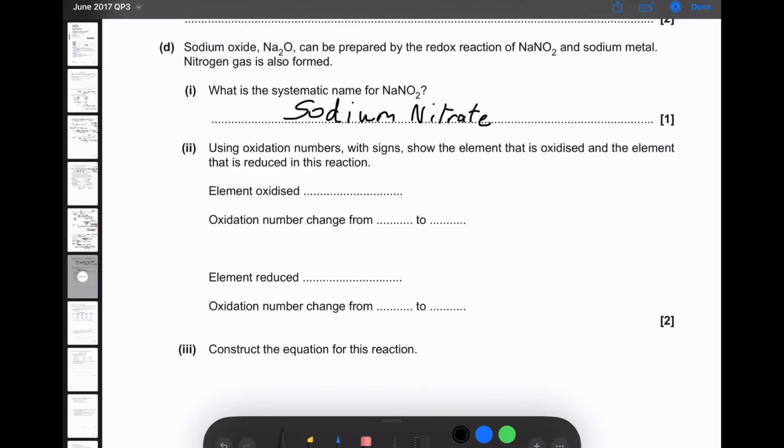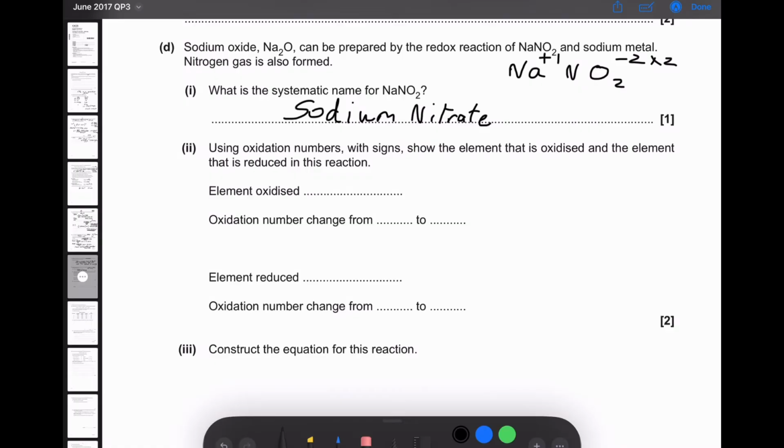a little bit extra. Nitrogen can change its oxidation state. So what you have to do is you have to go nitrogen and oxygen. Well, sodium is going to be +1, and oxygen is going to be -2, and then we've got 2 lots of them, so it's going to be -4.